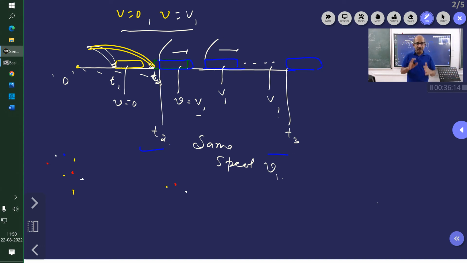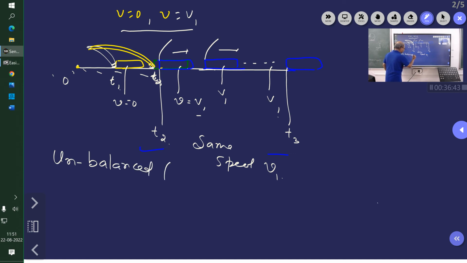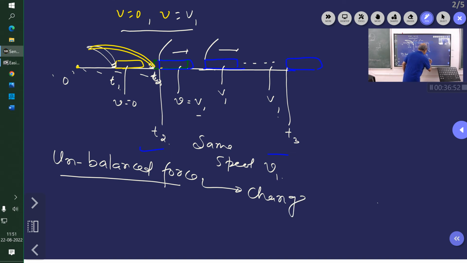But my dear friends, if you observe this experiment carefully, it is not the case. Here you see the striker is moving on its own after this point t2. Well, that is very important for us. So henceforth, what is our conclusion? Unbalanced force is responsible for change of motion.